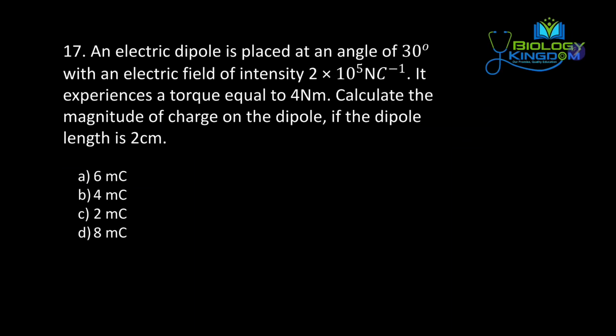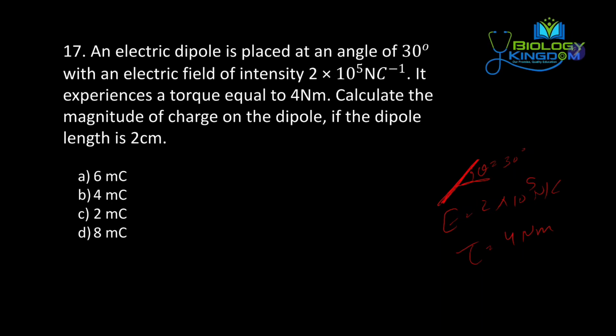Now we'll move further. Here is another question. An electric dipole is placed at an angle of 30 degree. Here we have the angle, 30 degree. The electric field is also given, 2 into 10 raised to power 5 Newton per coulomb. Another thing which is given is that it experiences a torque tau, that is 4 Nm. We also have the value of tau.